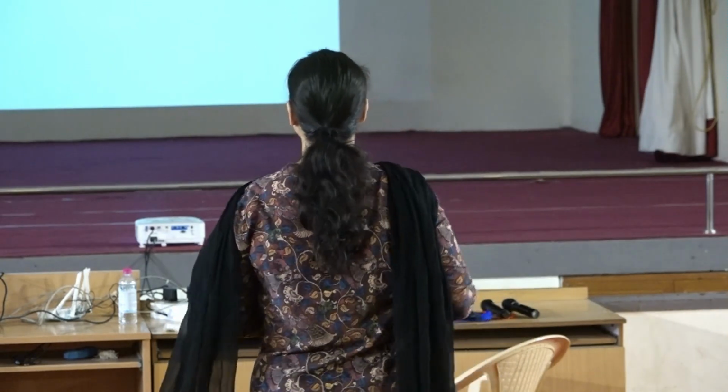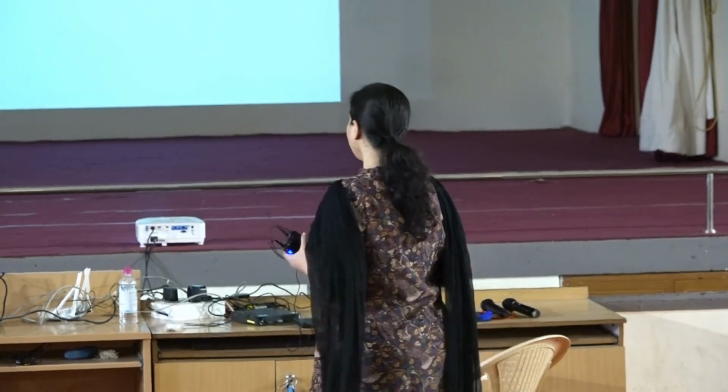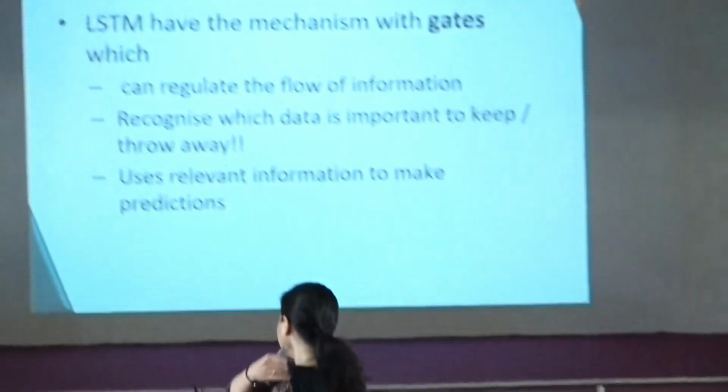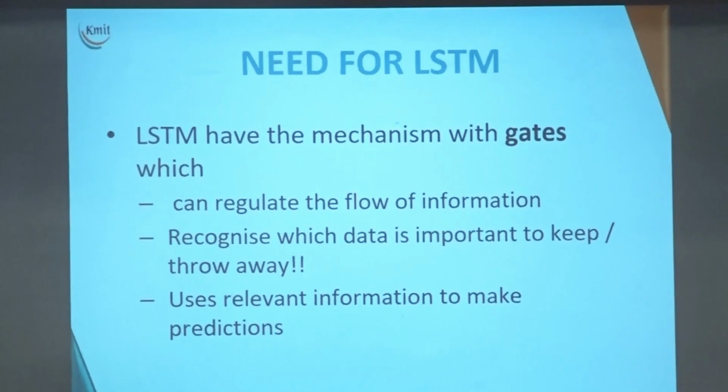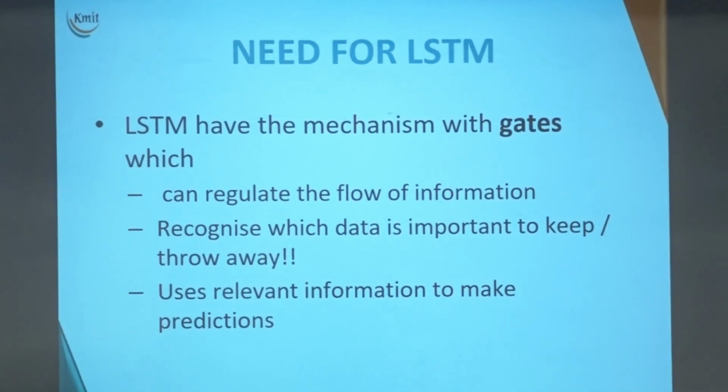There is memory to store that keyword. Okay, memory cell is the requirement. But how do you do that? Remove something, add something. How do you do that? You do that through gates. That is the gate mechanism. So LSTM has a mechanism with gates which can regulate the flow of information, which recognizes which data is important to keep or to discard, and which uses relevant information to make your predictions.